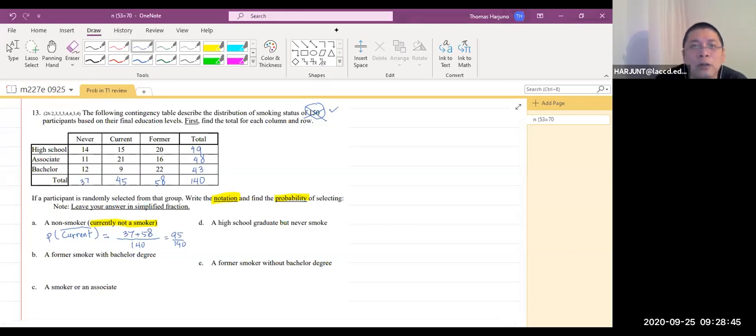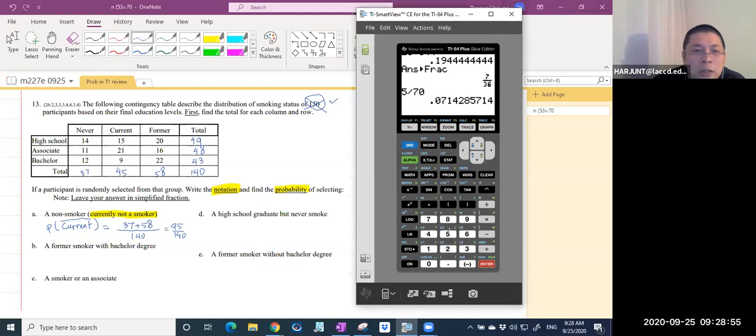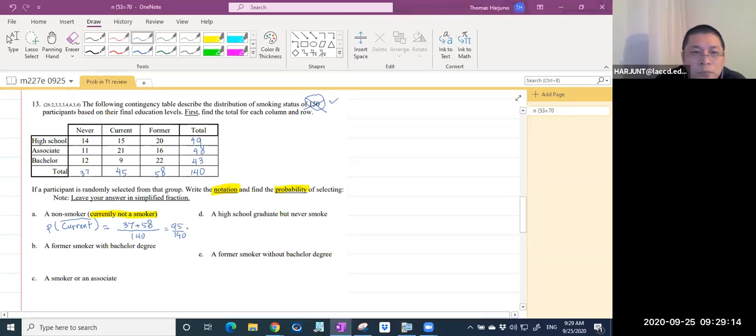Then you use your calculator to reduce it. Let me grab my calculator. 95 divided by 140. Actually, you can see it. You just reduce both by 5. But I use my calculator. If I reduce by 5, I get 19 over 28. Thomas, why earlier did you change it to a decimal and now you change it to a fraction? Well, because I said it here, leave your answer in simplified fraction.